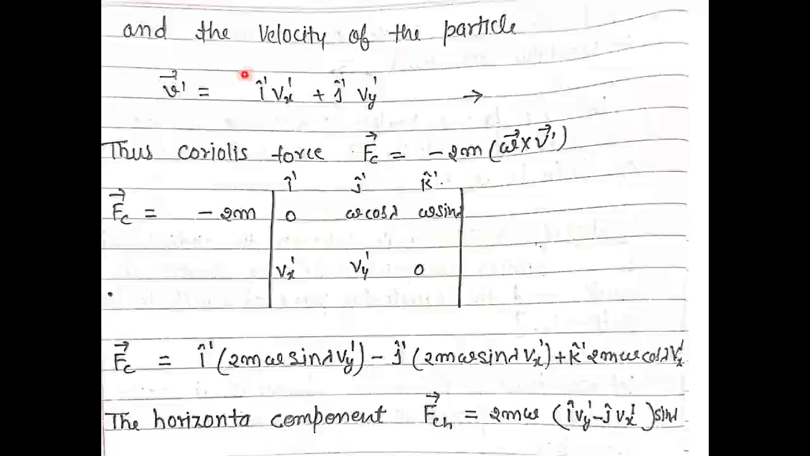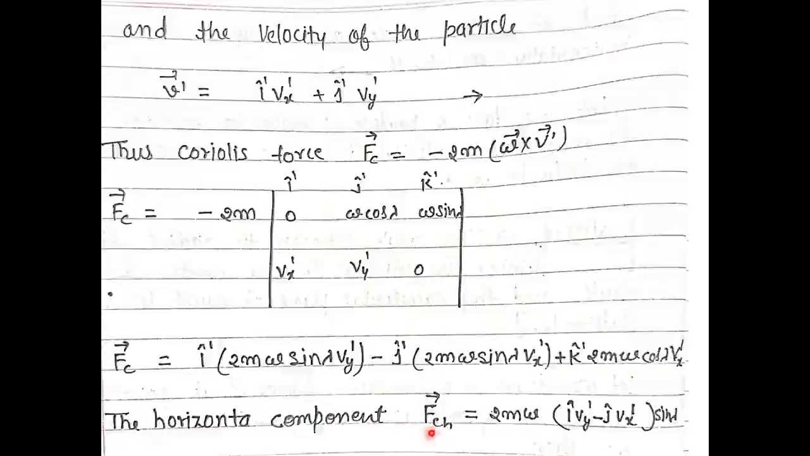And the velocity of the particle is v dash equals i cap dash vx dash plus j cap dash vy dash. Thus Coriolis force F equals minus 2m omega cross v dash. On solving this, we put in the value of omega and the value of v dash. So we get Fc equals i cap dash 2m omega sin lambda vy dash minus j cap dash 2m omega sin lambda vx dash plus k cap dash 2m omega cos lambda vx dash.